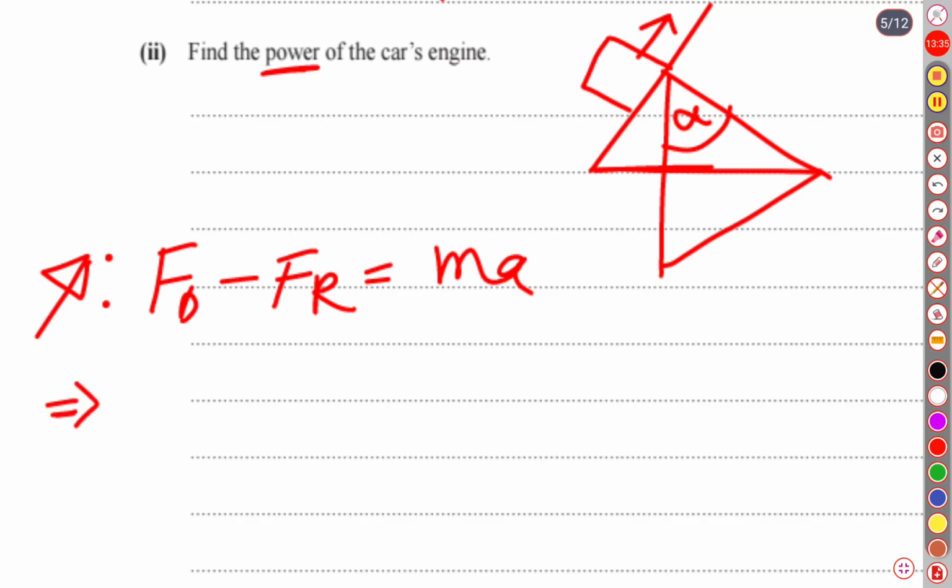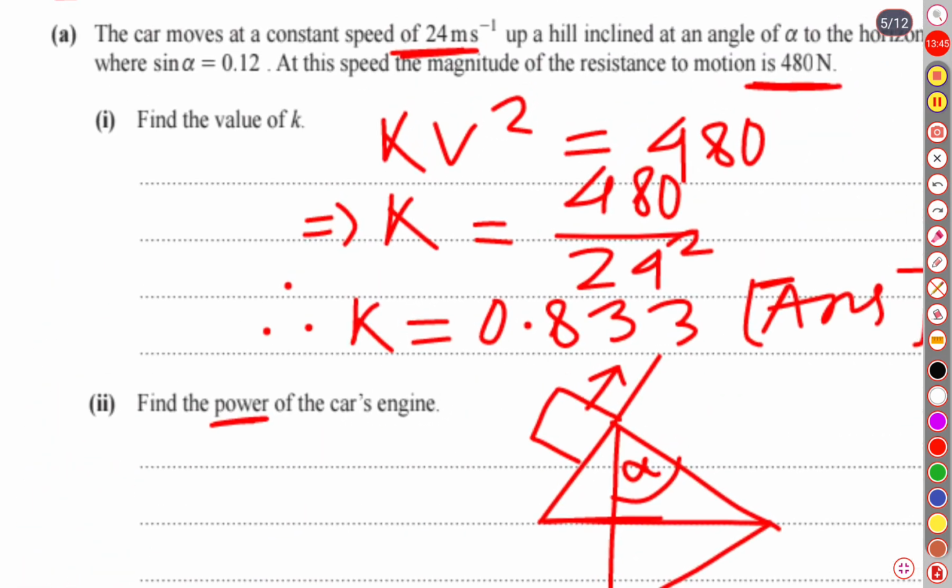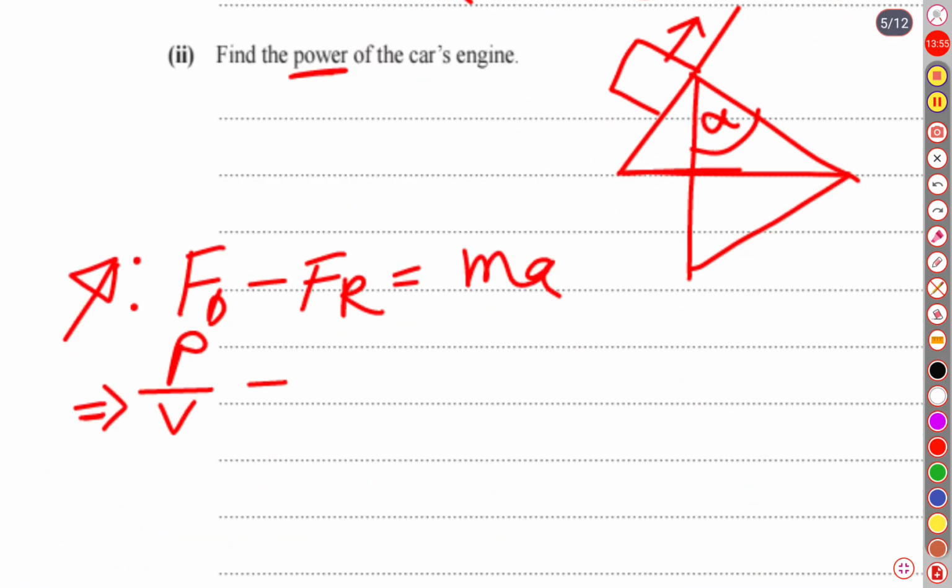Let's see what the driving force is. Driving force is nothing but power over velocity. Power over velocity minus resistance to motion. Look at this, the resistance to motion means the surface is not smooth, and there is a resistance to motion which is 480 newtons. So minus 480. At the same time, we should not ignore the weight. Weight is also causing resistance to motion.